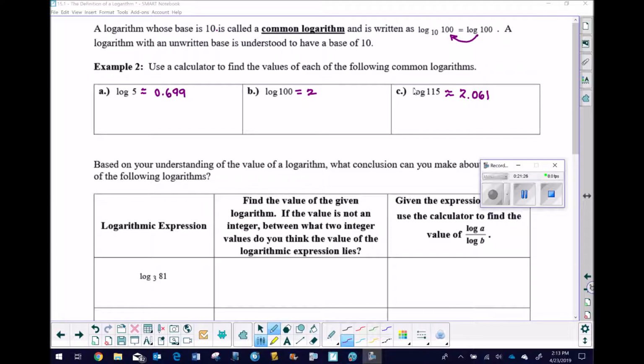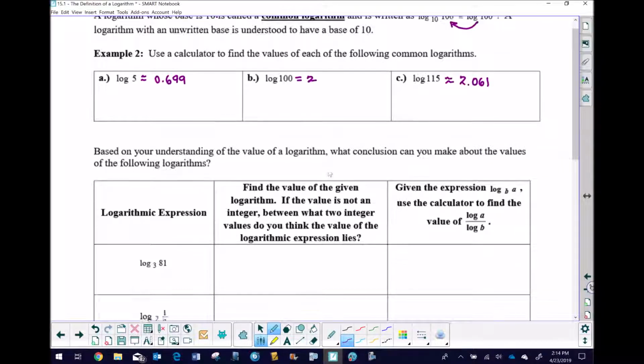But over here for the log of 115, I had to round this at 2.061. I think it's like 2.0607. So I used an approximate symbol. I'm not going to require that my students put this approximately symbol there, but it is nice to acknowledge the fact that we did round, so an approximately symbol would be a better tool to use there.